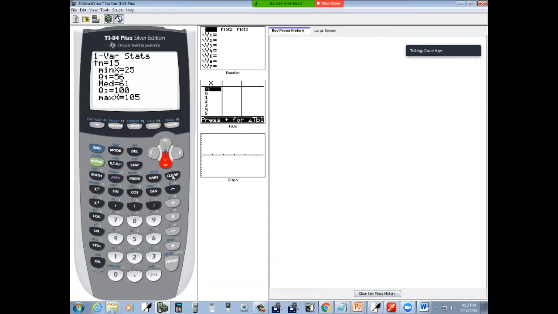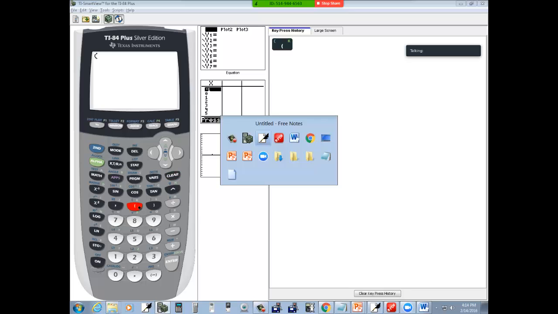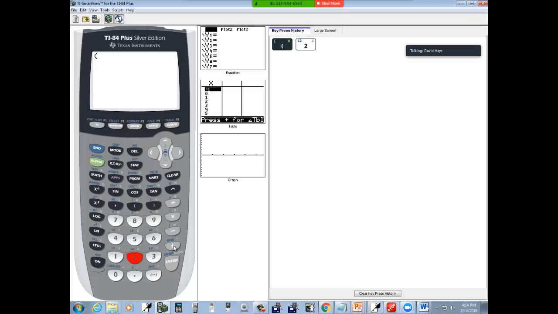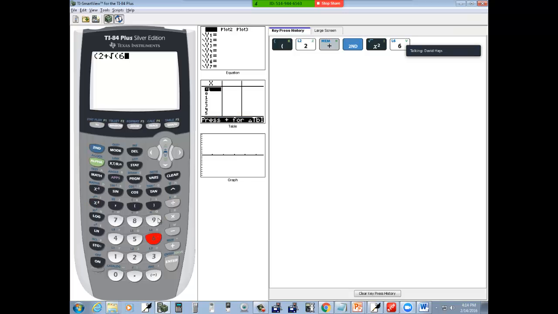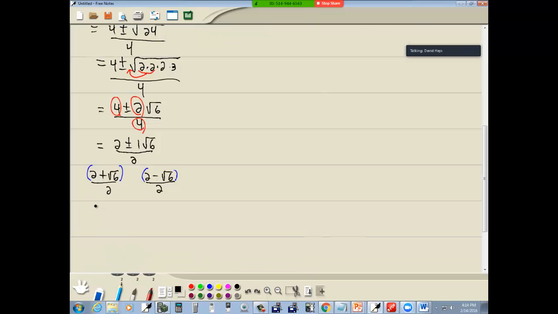So I got beginning parentheses and then 2 plus the square root, so I do second x squared. In your calculator, I'm sure it'll be different. And then close parentheses, divide by 2. And that gives us, I don't know, 2.2. You'd have to be really good at graphing by hand to get anything more precise than one decimal place.